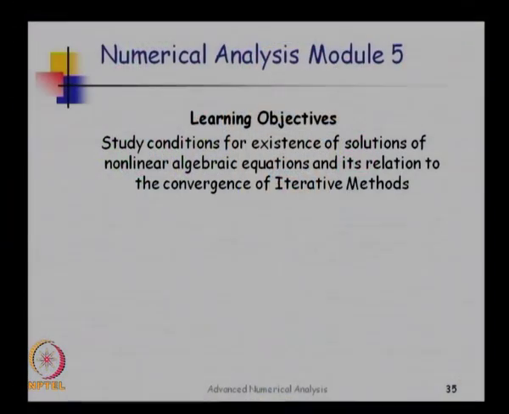So before we wind up this particular module, we look at two important aspects. One was existence of solution of nonlinear algebraic equations and its relation to convergence of iterative methods. When we started studying linear algebraic equations, we began with the conditions for existence of solutions. We never talked about this when we started solving nonlinear algebraic equations. Here, I want to give a brief introduction to the conditions of existence of solutions and what is its relation to convergence of iterative methods.